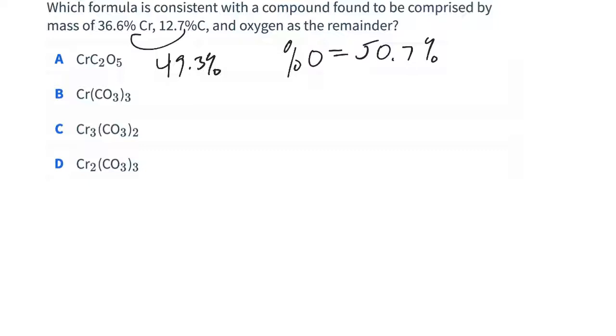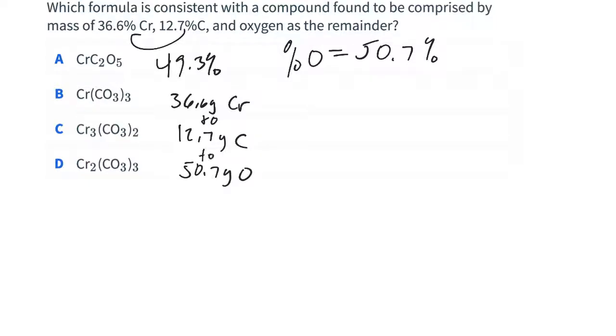You might remember these problems where it said to assume a 100-gram sample. How many of you guys remember that weird "assume 100-gram sample"? So you start with 36.6 grams of chromium, you start with 12.7 grams of carbon, and you start with the remainder here, 50.7 grams of oxygen.